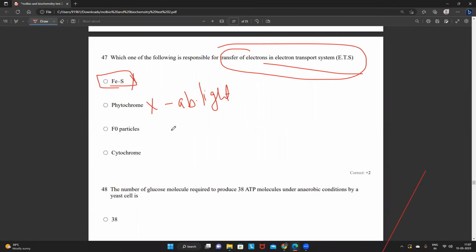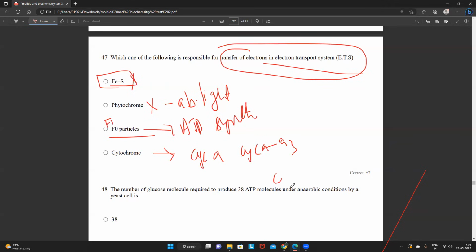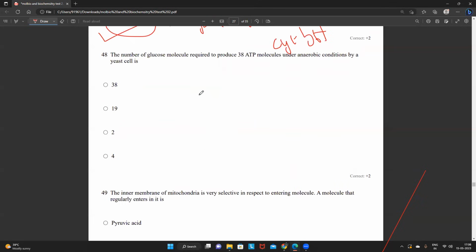You know, right? F0 and F1 are involved in ATP synthesis, which we can call the ATP synthase enzyme. Of course, they have not given F1 also. Cytochrome is the only one, because we read, right? Cytochrome A, cytochrome A2, A3, cytochrome B6F. They are the ones involved in the electron transport or transfer of electrons. Hence, the correct answer is cytochrome.